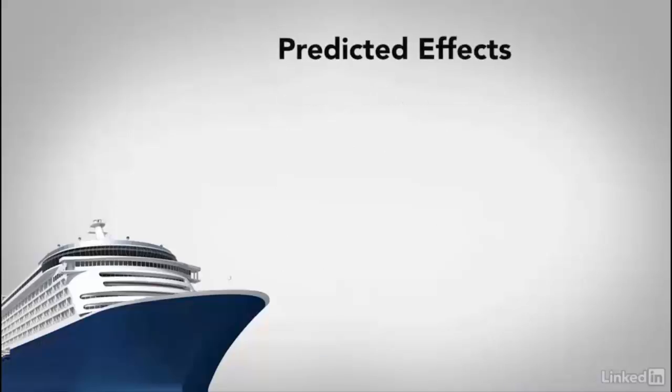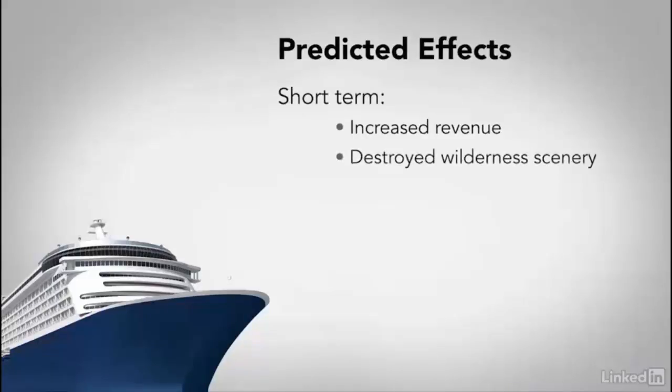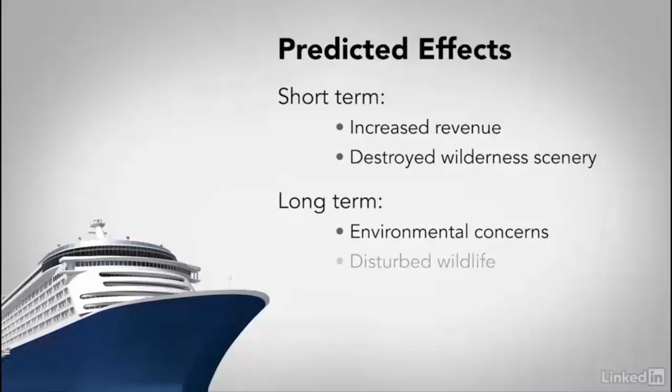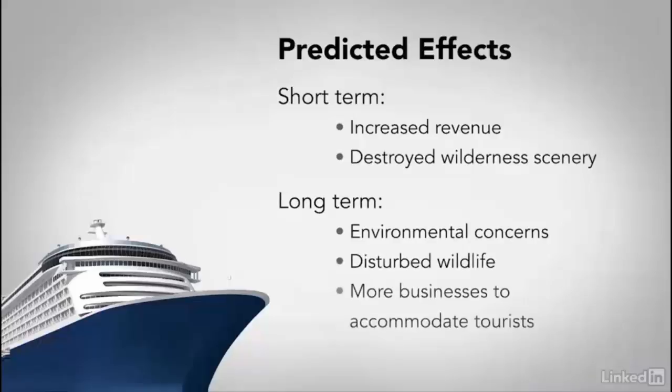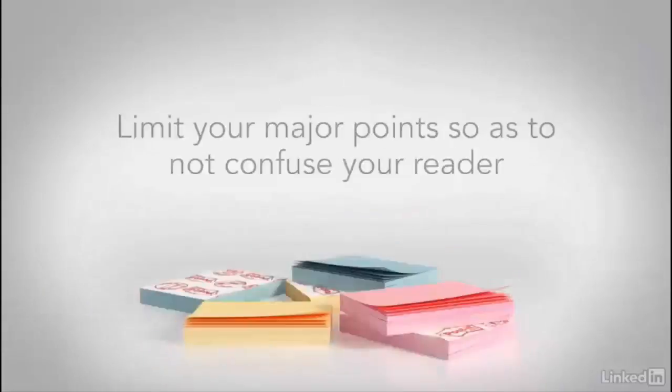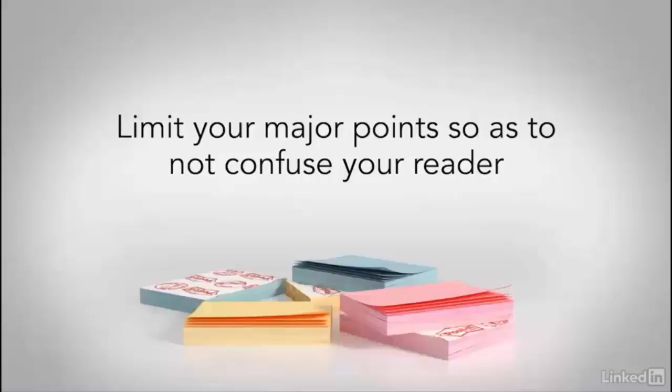Further predicted effects, short-term: increased revenue, destroying some of the wilderness scenery, environmental concerns, disturbing the wildlife, and more businesses opening to accommodate tourists. Even though there may be multiple reasons for people choosing to take a cruise to Alaska and multiple effects of self-driving cars, limit your major points depending on the assigned paper's length. Too many points may confuse your reader.